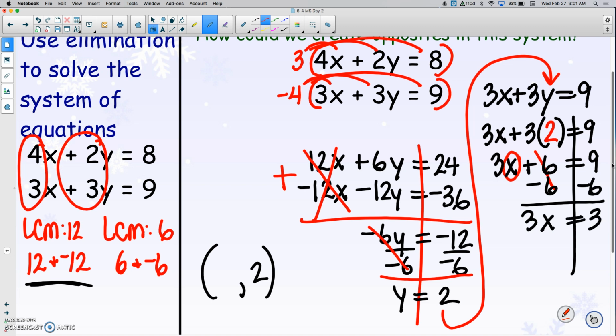3x equals 3. Divide by the 3, so x equals 1. So these two lines intersect. They have one solution, and that solution is (1, 2).